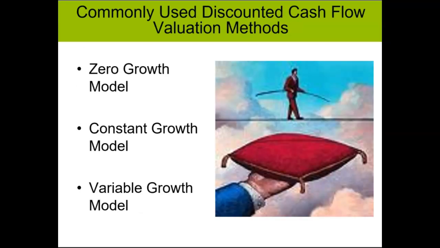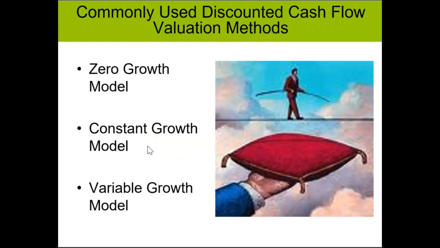Okay, so now we will refer to some commonly used discounted cash flow valuation methods. You can use zero growth model, constant growth model, variable growth model. Usually these two models are not preferred. We have what we call the two-stage model. In the first stage, we may have a constant growth model, or a variable growth model, and then in the end we take a supernormal or sustainable growth rate into consideration.